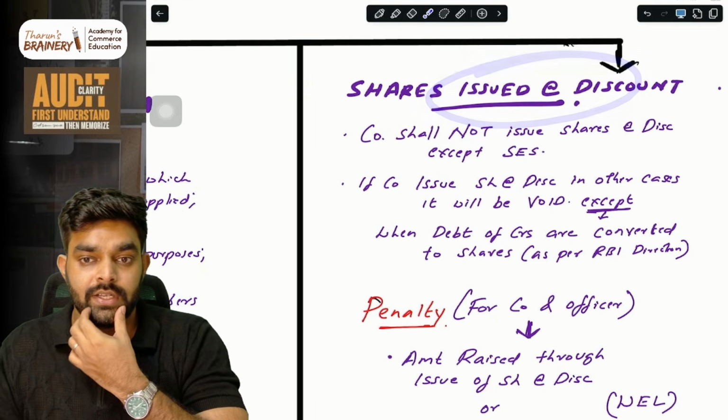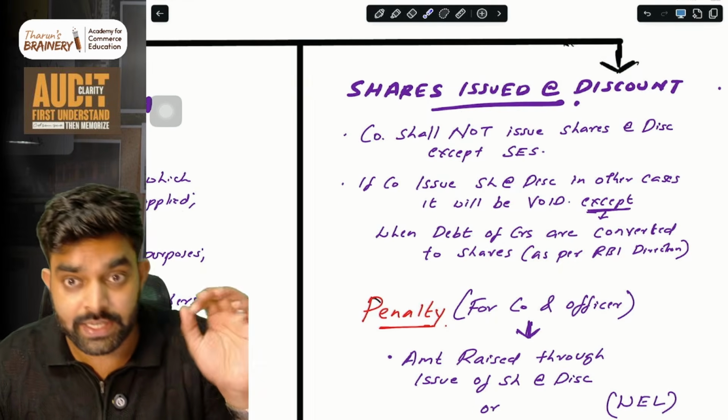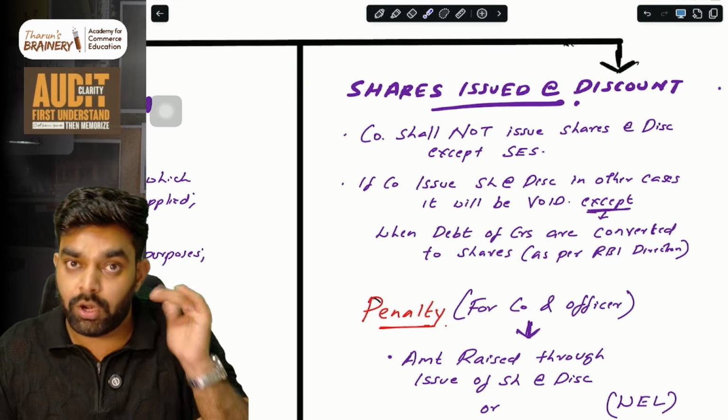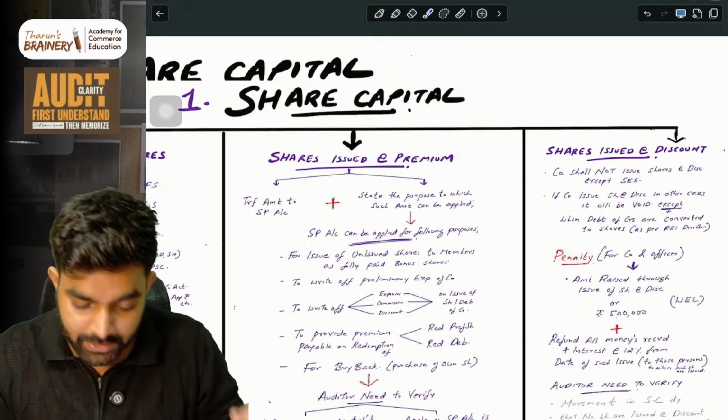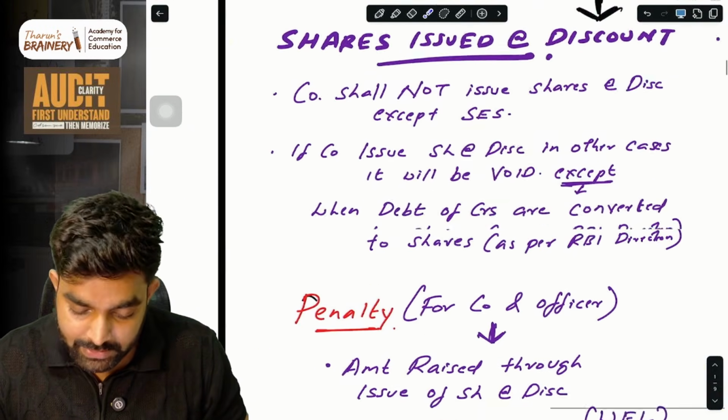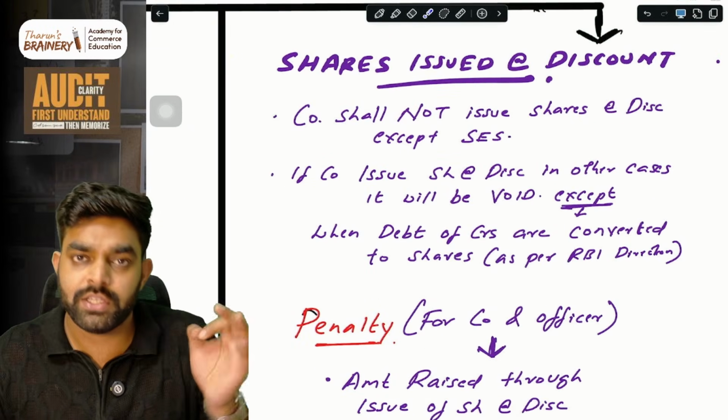Next is, if shares are issued at a discount. That is, if the nominal value of a share is 10 rupees, they have issued it for 9 rupees, 8 rupees. That is what we call discount. Normally, they cannot do that in all cases. No shares are issued at a discount, we have to check. But there are certain specific cases in which a company may issue shares at a discount.